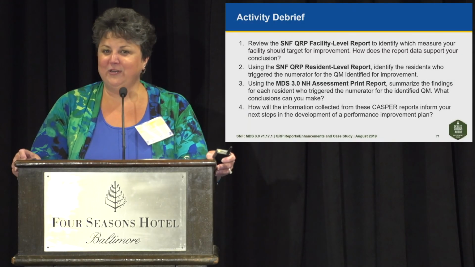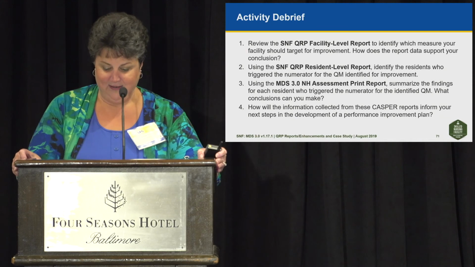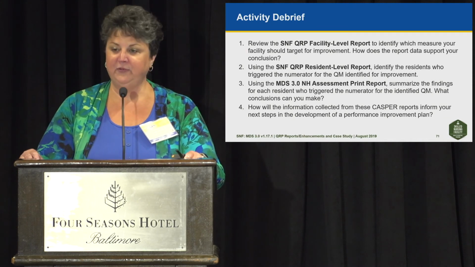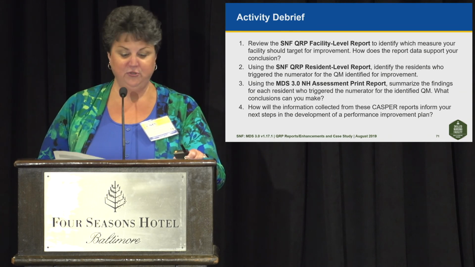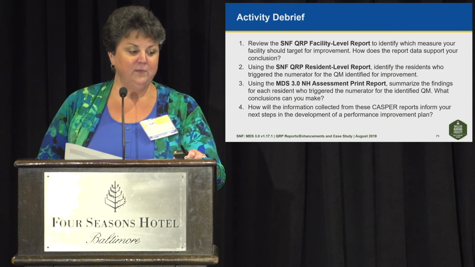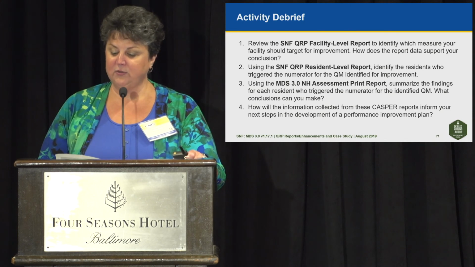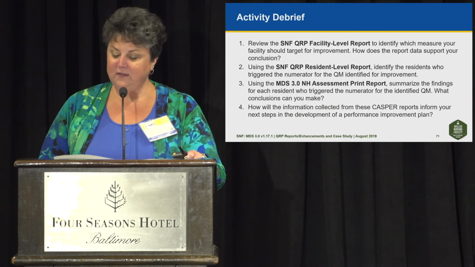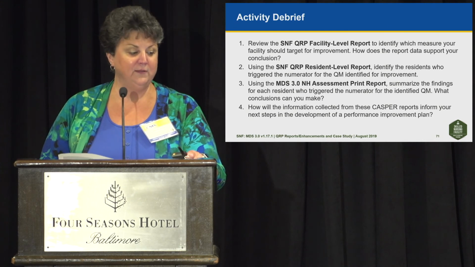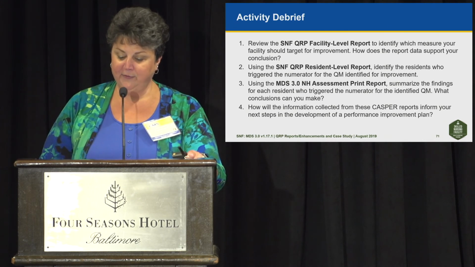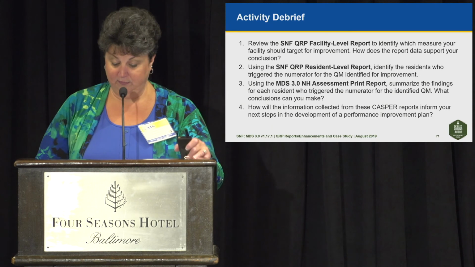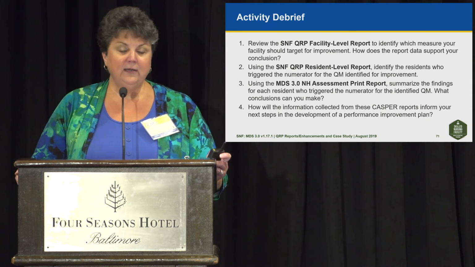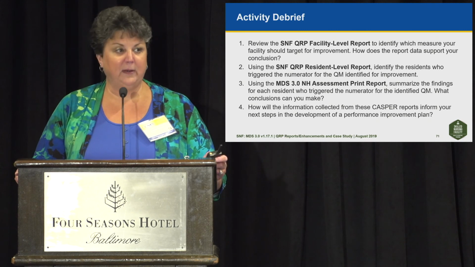So here are the 4 questions that you all were charged with answering. You review those SNF QRP reports, the facility level, and identify which measure or measures you should target, and how does the report data support your conclusion. Then we wanted you to identify the residents triggered in the numerator, and then using the assessment print, figure out what made those folks trigger. And then how will you use these data for next steps in your quality improvement plan.